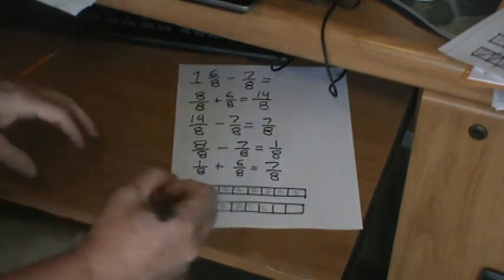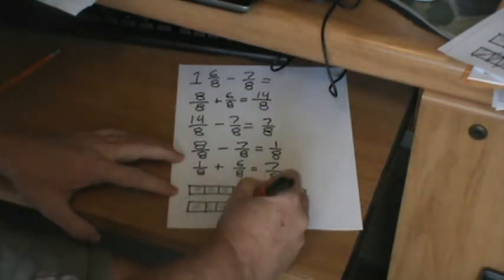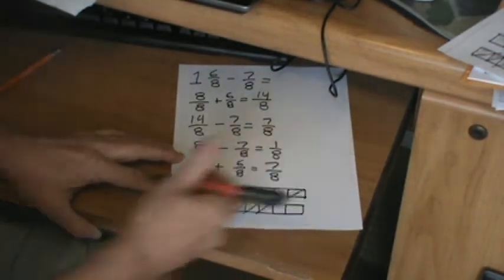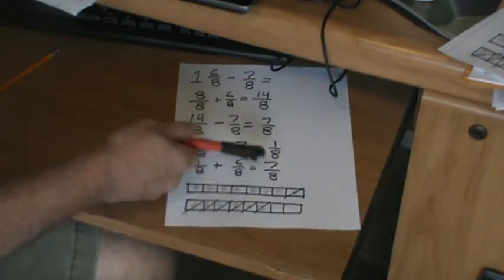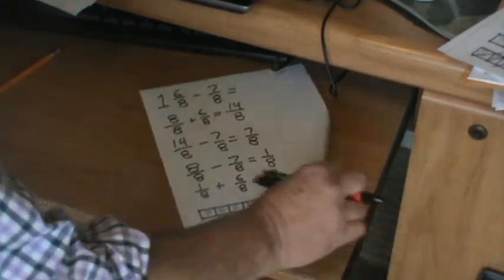So now let's subtract 7. 1, 2, 3, 4, 5, 6, and 7/8. So I subtract it. We're left with 1, 2, 3, 4, 5, 6, 7/8. 7/8, 7/8. Just different ways to go about solving the problem.